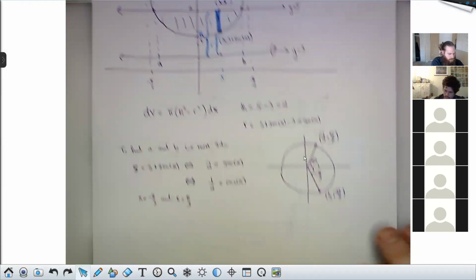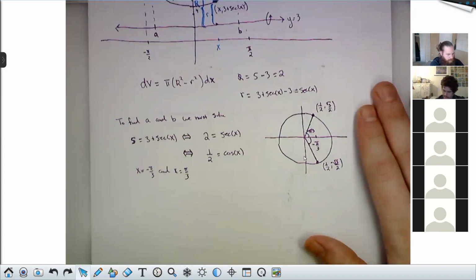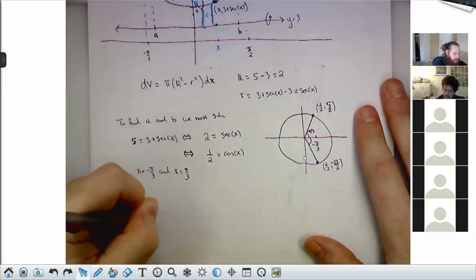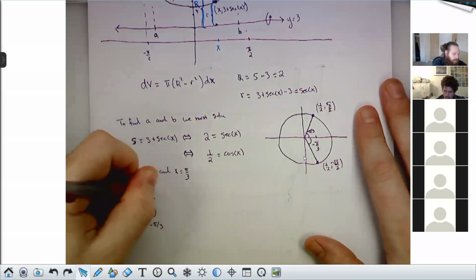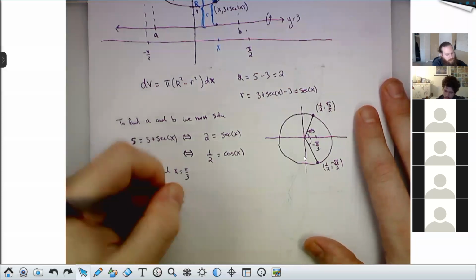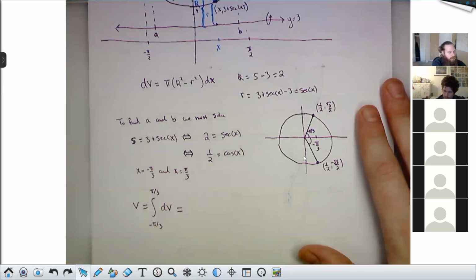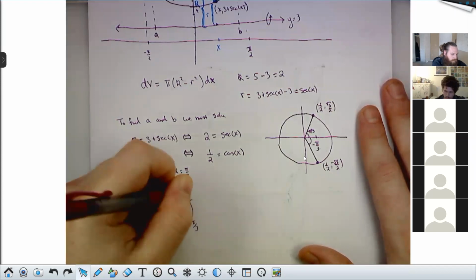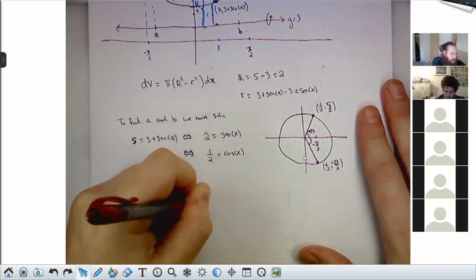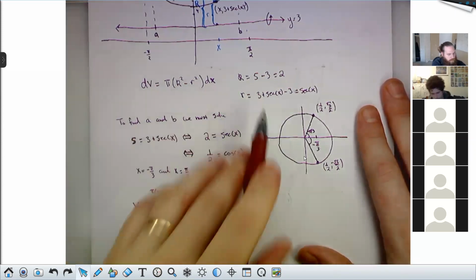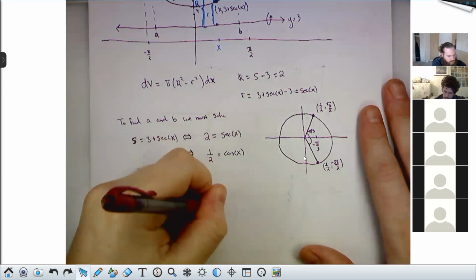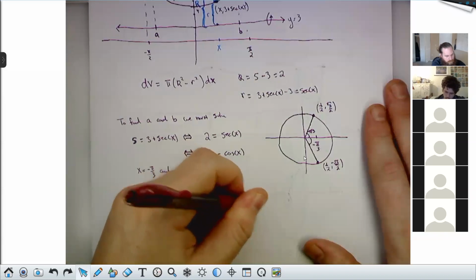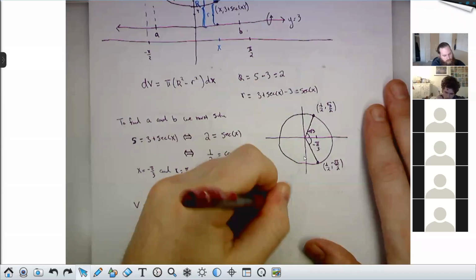So we're ready to set this up. V is equal to the integral from negative pi over 3 to positive pi over 3 of dV. dV is, so this is the integral from negative pi over 3 to positive pi over 3 of pi times parentheses big R squared, which is 2 squared, minus little r squared, which is secant of x squared, dx.